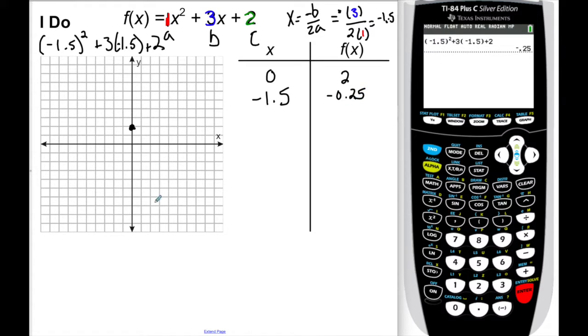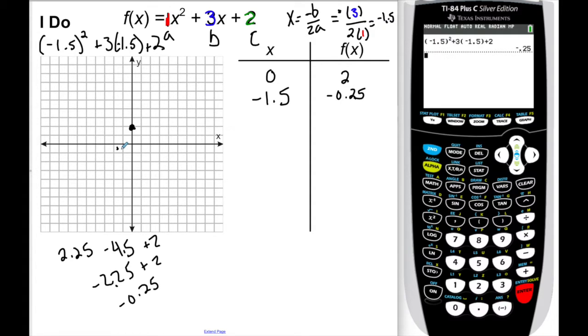Otherwise, you'd have to square negative 1.5, so it would be 2.25. Then you'd have to do minus 4.5 plus 2. So this would be negative 2.25 plus 2. So it would become minus 0.25. Notice how you go from negative 1.5 to 1.5 and when you do this, you get the opposite of it. That's an interesting pattern that often comes up around the time you find the vertex. So now I have negative 1.5, negative 0.25.